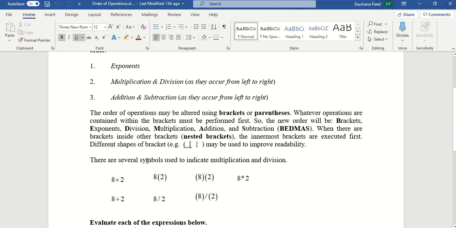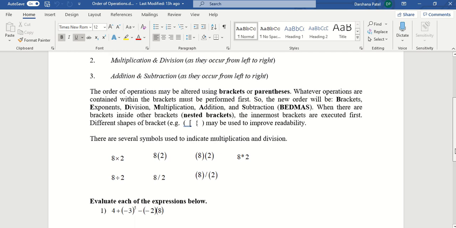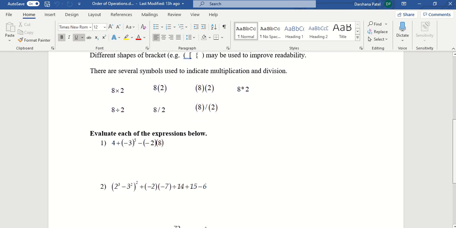Okay. There are several symbols used to represent multiplication and division. These are some ways to write 8 times 2, and these are some ways to write 8 divided by 2. Okay. Evaluate each of the following expressions below.